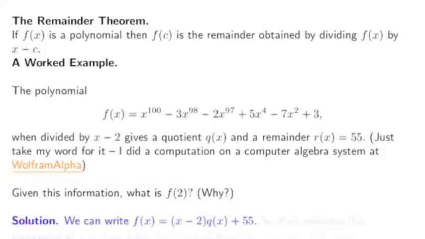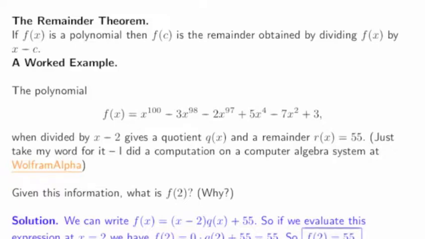Well, if we write my polynomial f of x as x minus 2 times some quotient q, which happens to be degree 99, and I haven't written it down for you, plus a remainder of 55, then if we evaluate this expression at x equals 2, when we plug the 2 in, we get 0 times this messy q plus 55, and that's just 55. So f of 2 is just 55. The messy quotient is unimportant here.